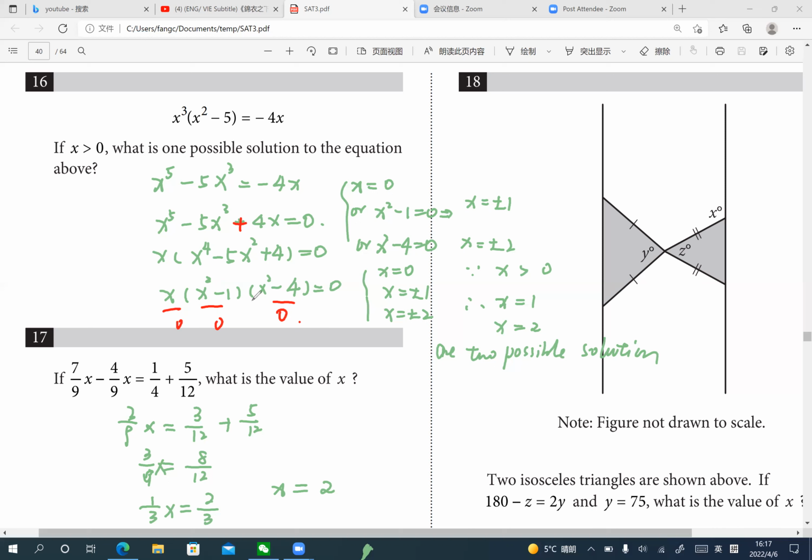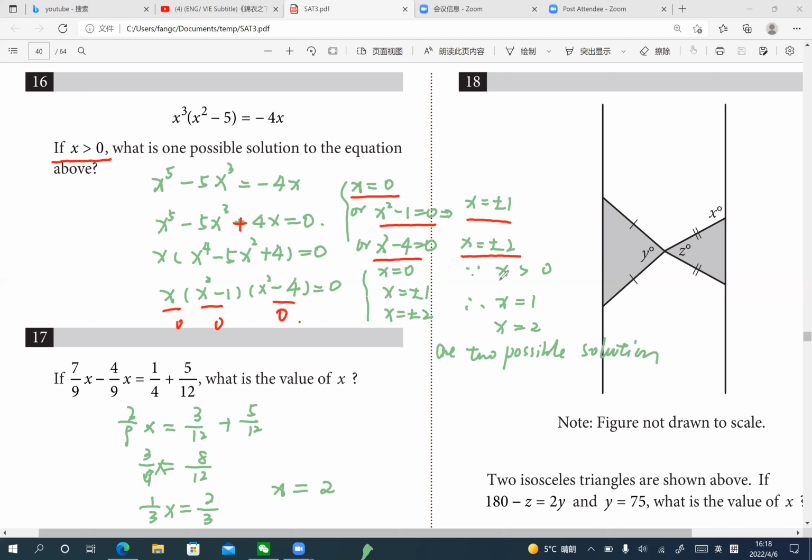Then we solve for each x. The first one, x equals 0. The second one, x squared minus 1 equals 0, which means x equals plus or minus 1. And the third is x squared minus 4 equals 0, and x should be equal to plus or minus 2. Don't forget, we have a precondition: x is greater than 0.